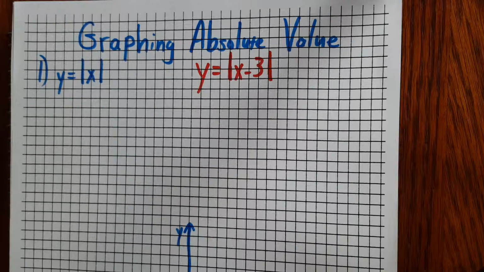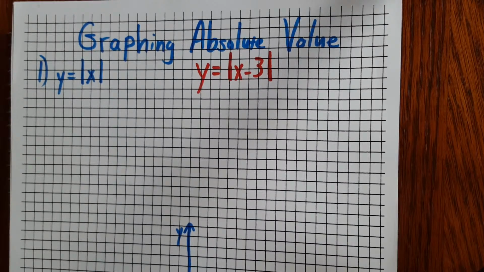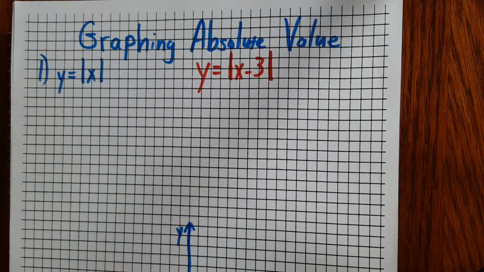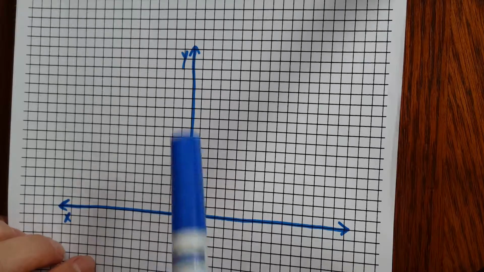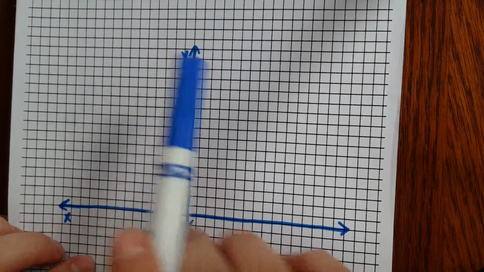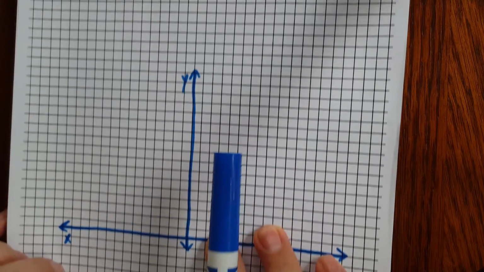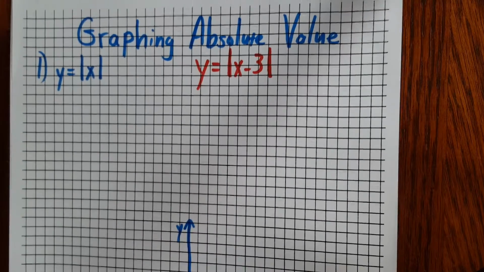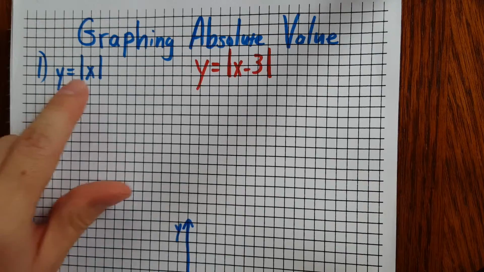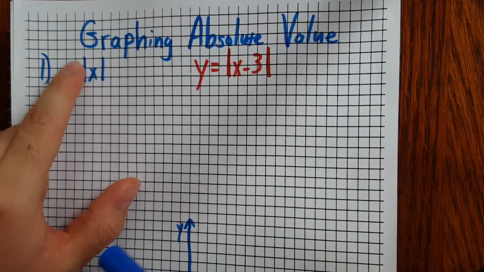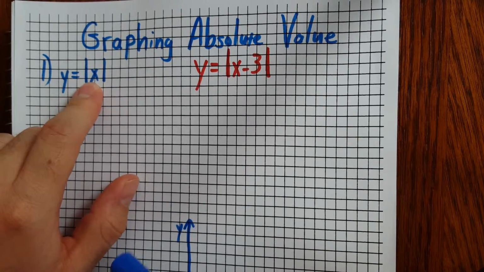For graphing absolute value, I'm going to show you how to graph both of these on the same graph so that you can really see what's going on. So I'll have both of those that I showed you on this same graph right here. Let me talk a little bit about what this will look like first. This is y equals the absolute value, that's what these two bars right here mean, of just x.